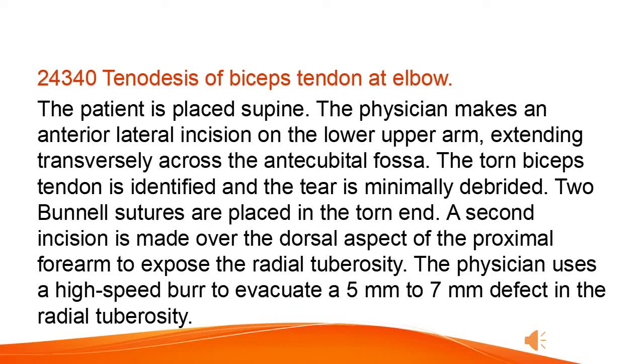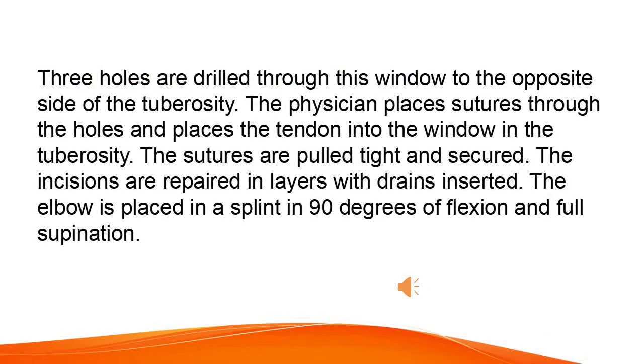A second incision is made over the dorsal aspect of the proximal forearm to expose the radial tuberosity. The physician uses a high-speed burr to evacuate a 5 mm to 7 mm defect in the radial tuberosity. Three holes are drilled through this window to the opposite side of the tuberosity. The physician places sutures through the holes and places the tendon into the window in the tuberosity.